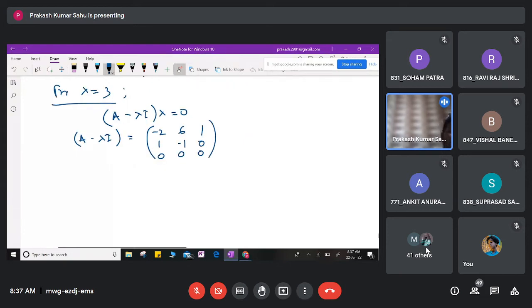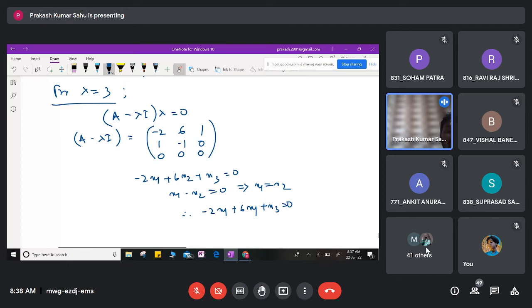तो यहाँ पे तुम डायरेक्ट लिख सकते हो, और कुछ करने का जरूरत नहीं. तो यहाँ पे तुम्हारा हो जाएगा -2x1 + 6x2 + x3 = 0 और x1 - x2 = 0. So from the second equation you will get x1 is equal to x2, and from the first equation, this is -2x1 + 6x1, because x2 is equal to x1, + x3 = 0.